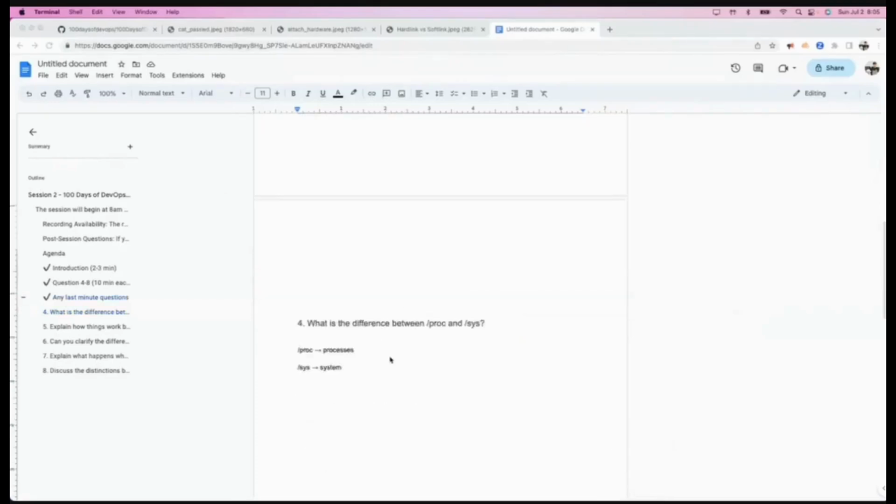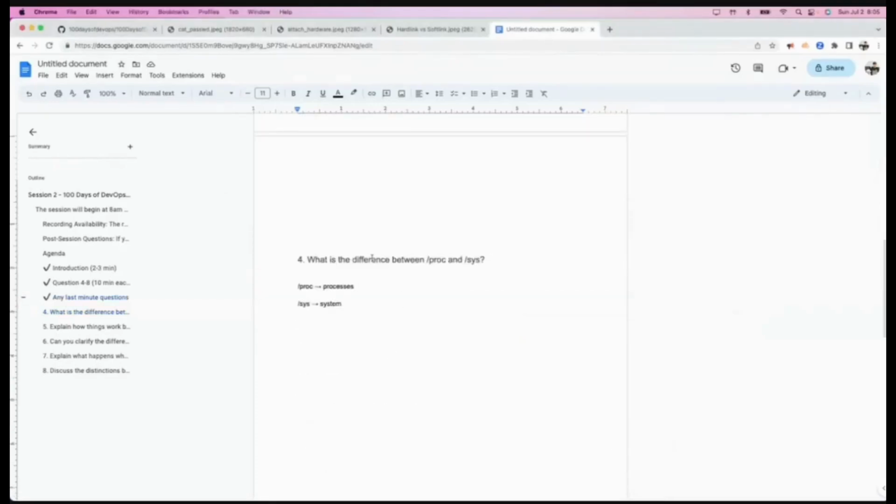So we are talking about the difference between the proc and the sys. And the proc means the processes. The literal meaning of this proc is processes. So this directory or this file system /proc is used to hold all the processes which are running on the system. And sys is for system. We are going to see later how this is related to the systems.